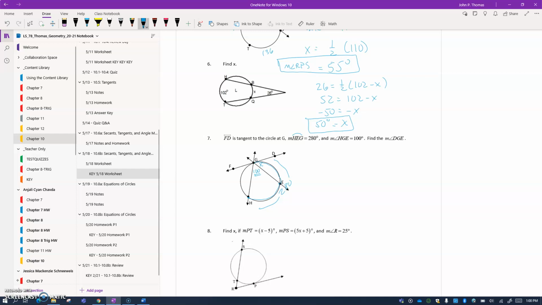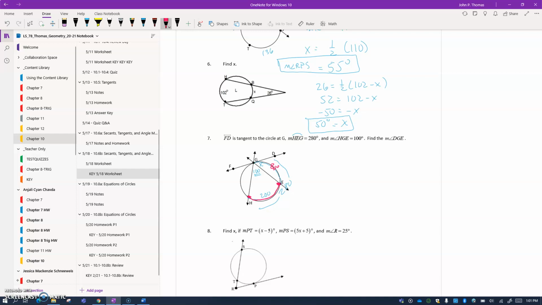Alright, so first thing we know is the inscribed angle is half the intercepted arc. So we can come out here and this arc is going to be 200. Now that 200 takes care of this section. It was 280 all the way to G, but just to E was 200, so that leaves 80 degrees left for that section of the arc.